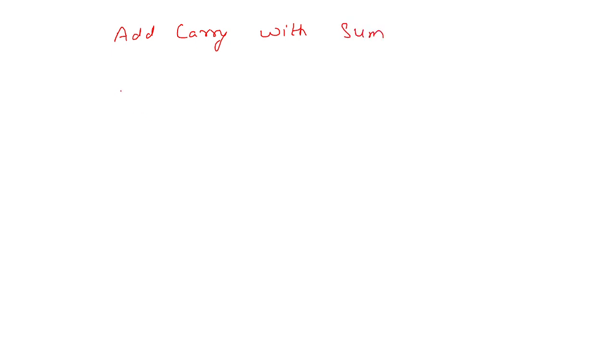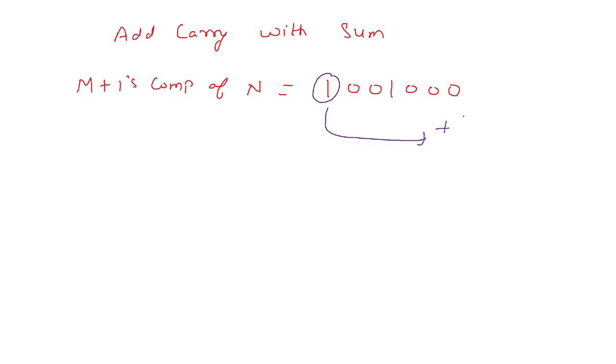So our sum addition was 100100. So m plus 1's complement of n is 100100. So what we'll do here? This is the carry that will add with this result. And we'll get final sum which is 001110001. So this is the result in binary.